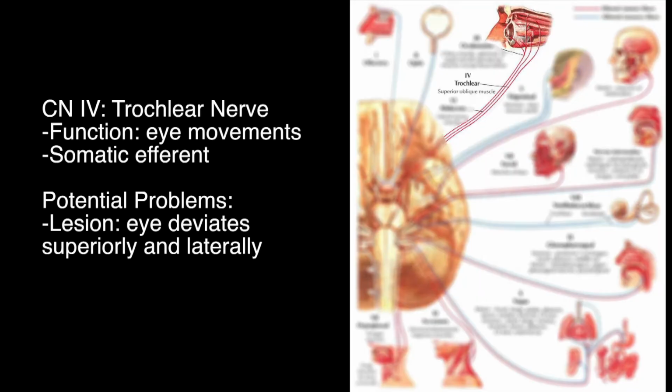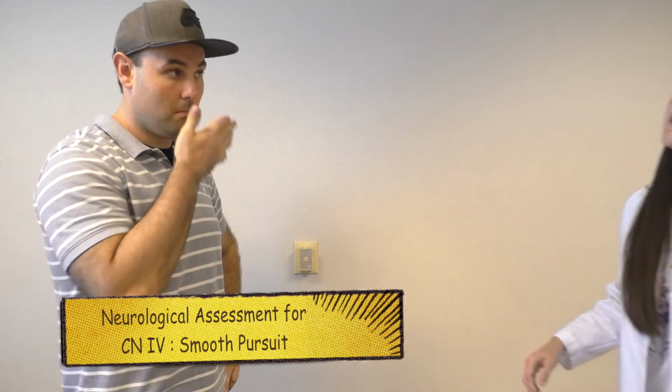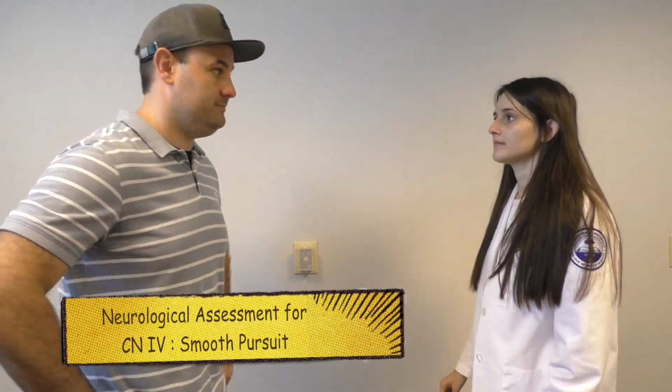The fourth cranial nerve is the trochlear nerve. The trochlear nerve's function is eye movements. This nerve is somatic efferent, and potential problems to this nerve could cause the eye to deviate superiorly and laterally. So I want you to just use your eyes to look in all different directions, okay?